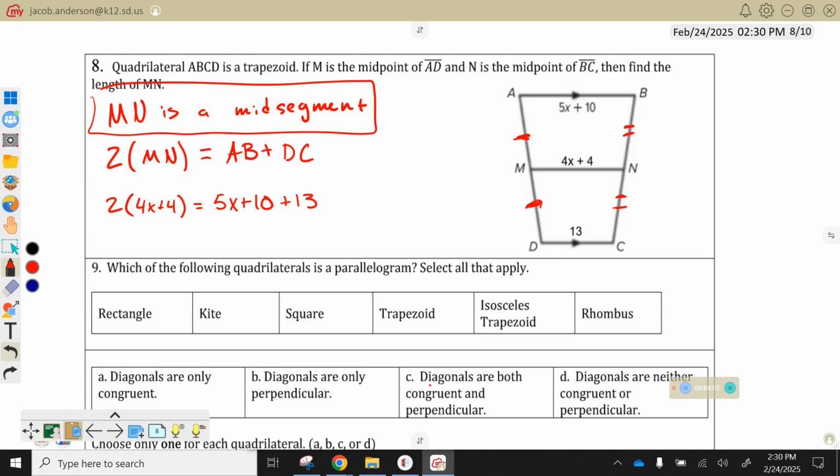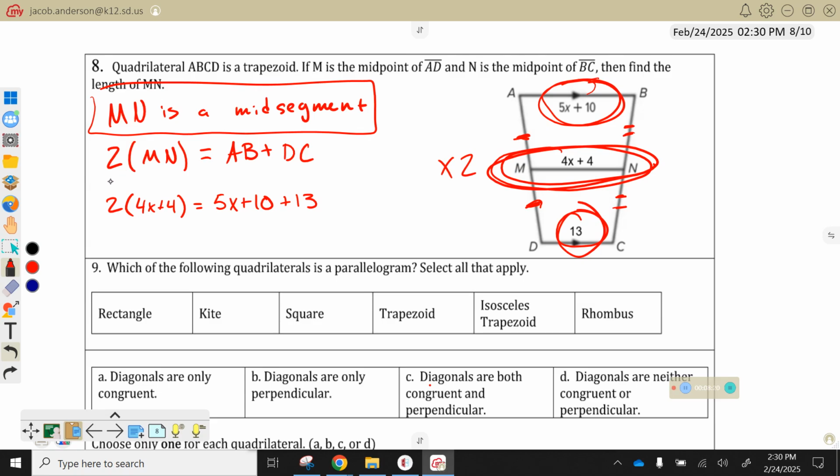My rule for mid-segments was 2 of these equals the top plus the bottom. So 2 of those would equal this plus this. And that's exactly what I wrote down there. 2 MNs equals AB plus DC. And then I plugged it in, and I'm going to let you guys solve. But don't forget when you solve here that you will need to distribute. You'll need to use the distributive property before you can finish solving.